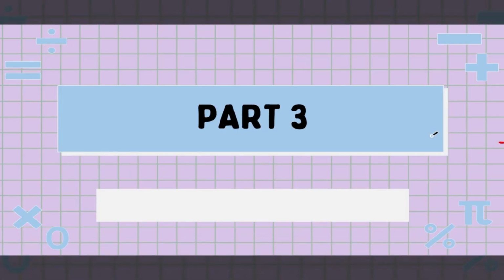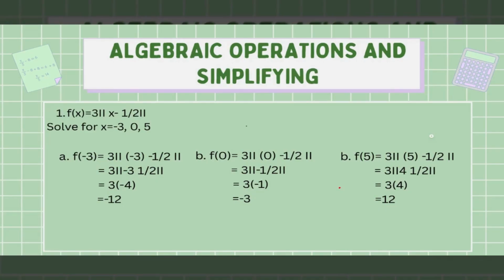Part 3. Algebraic operation and simplifying. Solving for greatest integer functions is simple. All you have to remember is to round x to the greatest integer less than or equal to x. Let's take a look at this equation. F of x equals 3 times greatest integer of x minus 1 over 2.